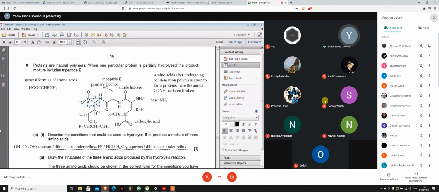So now I hope that you can see that COOH, CHR, then NH2. Now, the NH2 has become NH because there has been a condensation reaction, polymerization, where from the COOH, the OH is lost. Here, H is lost. The CONH is known as the amide linkage.